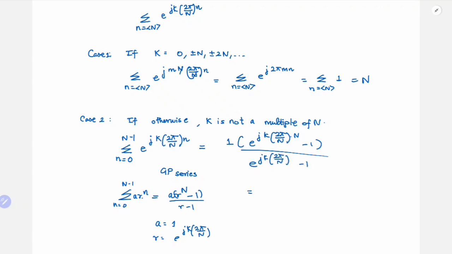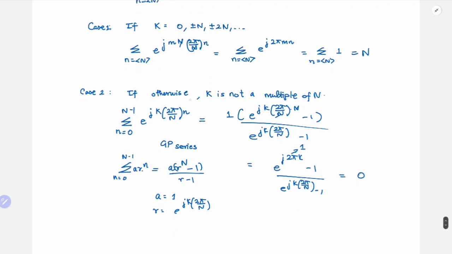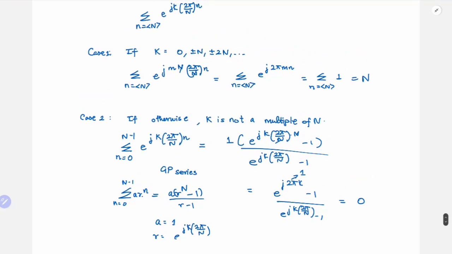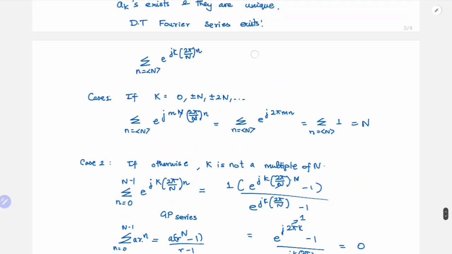So this is going to give me e power N cancels, e^(j2πk) minus 1 by e^(jk 2π/N) minus 1. So this term is equal to 1 for me. This is equal to 1. So 1 minus 1 will give me 0. So for all other cases, which is not a multiple of N, my summation is going to be equal to 0. So let me note it down.